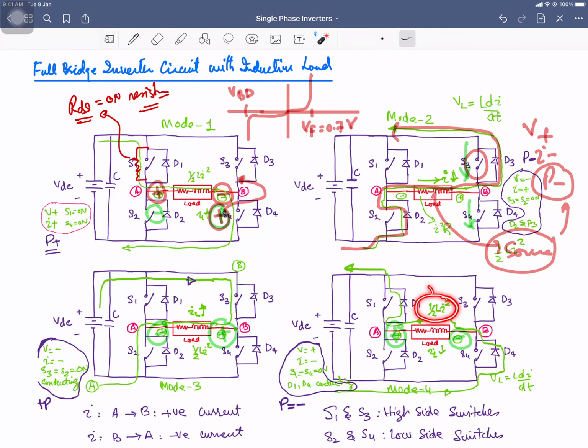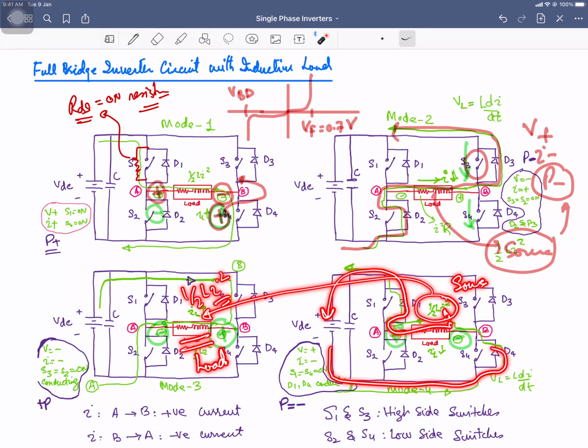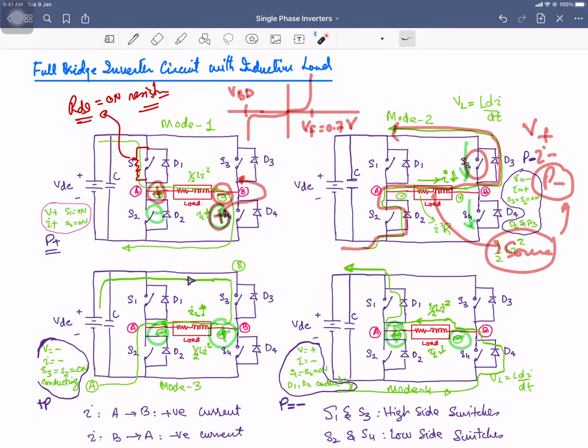So the energy that was stored in the inductor over here, half Li square, when the inductor was acting as the load, it was storing the energy, it was taking the energy from the source. But now over here in this mode, this is going to work as the source, because it is providing the stored energy through these diodes back to the source, and that is also being dissipated across the resistance of the loop.